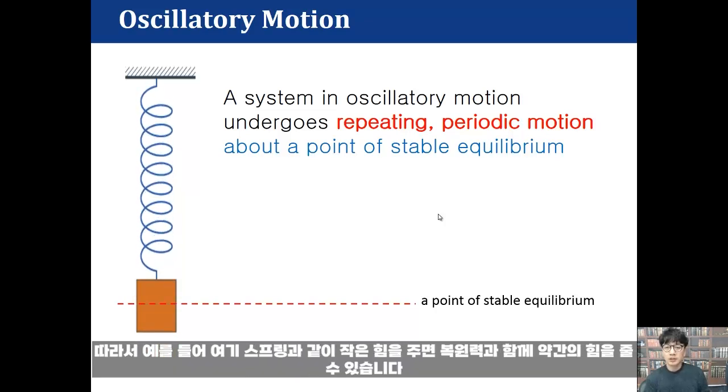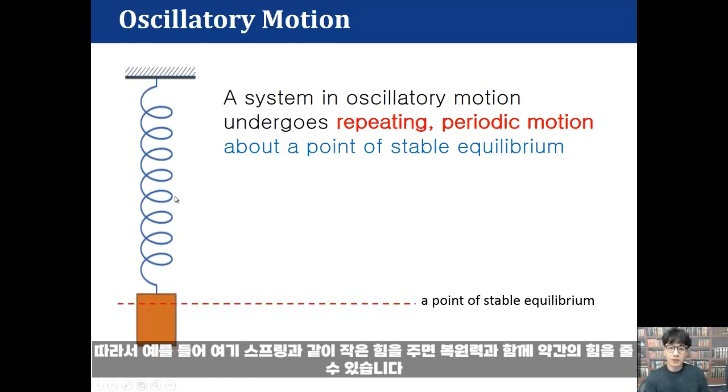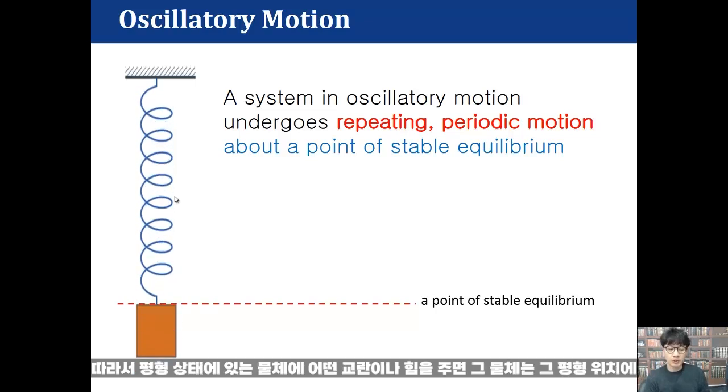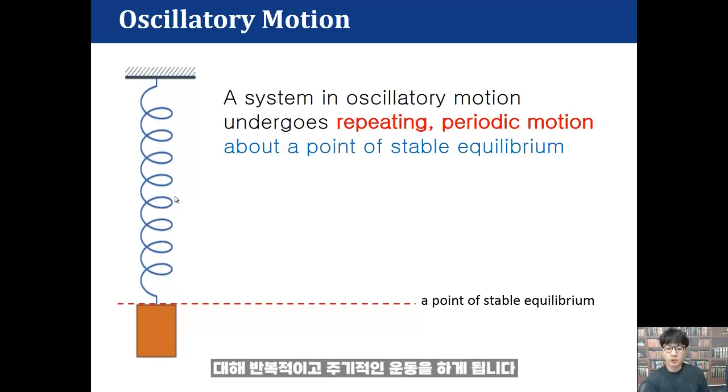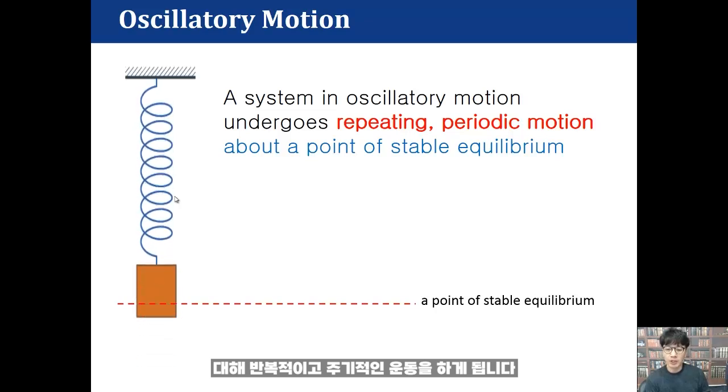So if you give some small force, for example, here, the spring gives some force, right? Restoring force. So if you give some disturbance or force to an object in stable equilibrium, that object will undergo repeating and periodic motion about that equilibrium position.